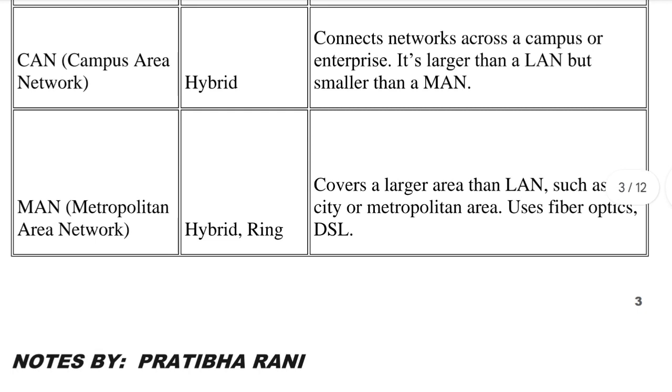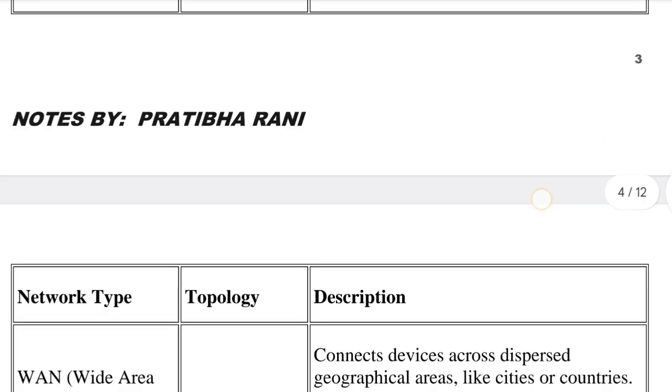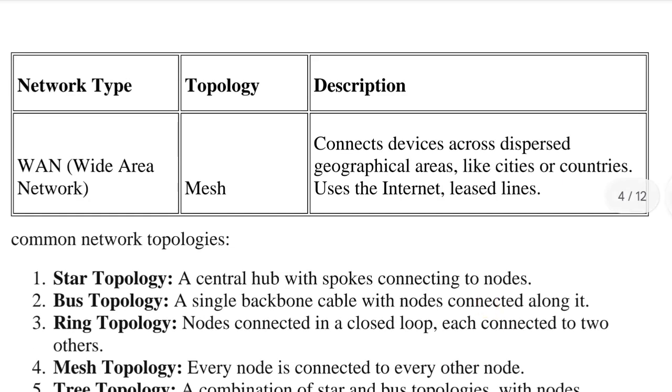Then MAN, the Metropolitan Area Network, covers larger regions, including small towns or cities. It uses fiber optics to send the data, and it uses hybrid topology and ring topology. The last one is WAN, the Wide Area Network. A WAN spans even larger areas, such as an entire country. It connects networks across long distances, and it uses the internet.